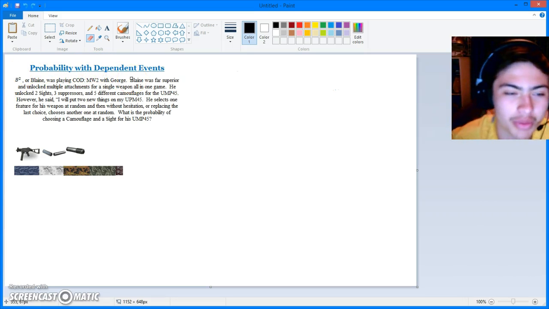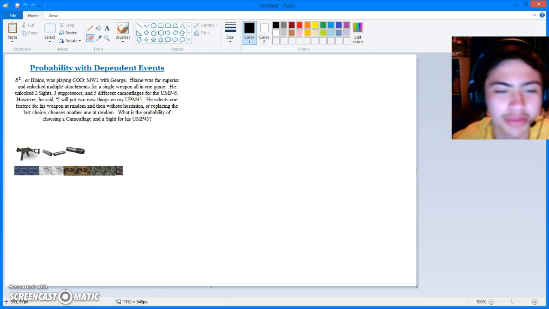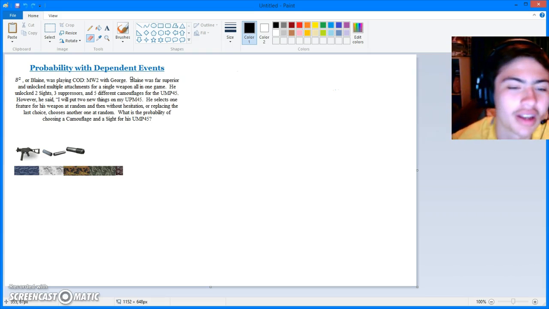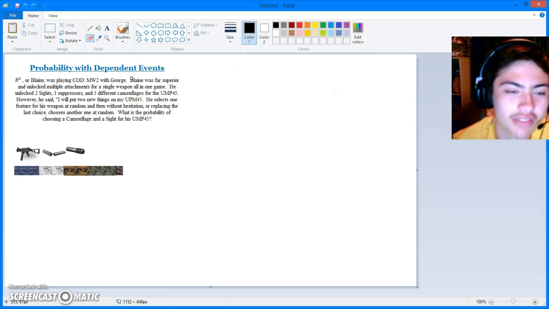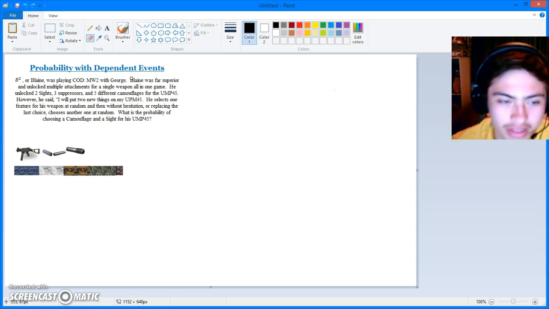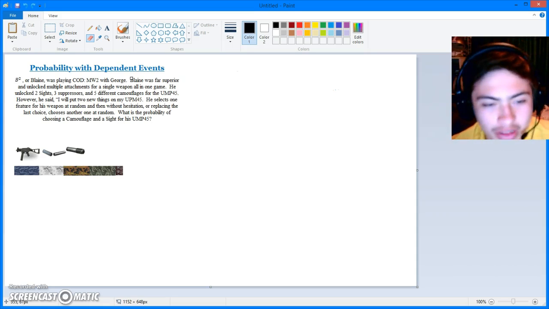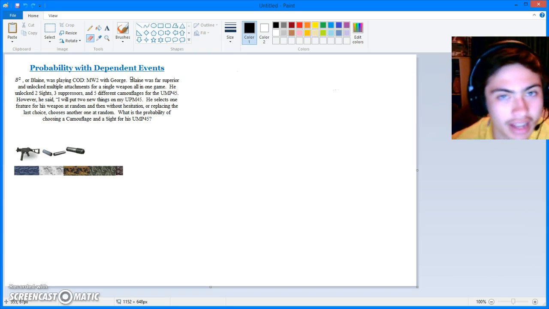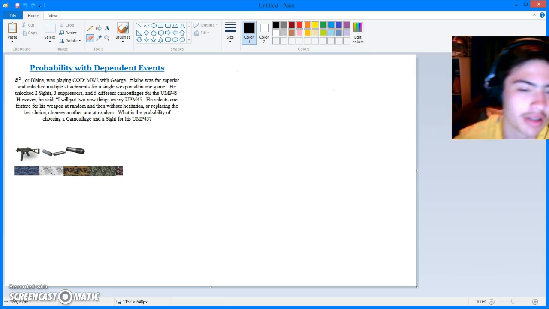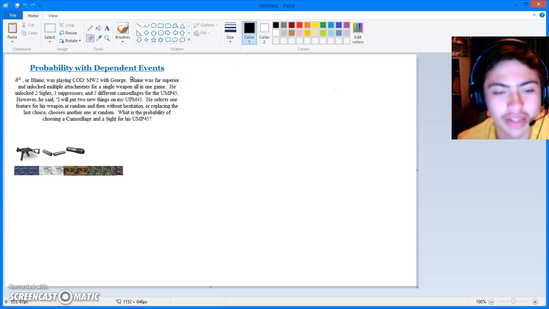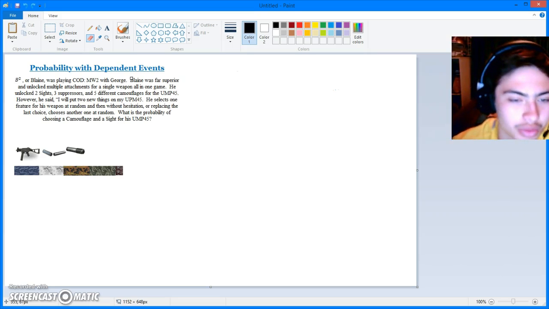Blaine was far superior and unlocked multiple attachments for a single weapon all in one game. He unlocked 2 sights, 3 suppressors, and 5 different camouflages for the UMP-45. However, he said, I'll put 2 things on my UMP-45. Originally he had a default complete weapon in the game. So now he wants to add 2 of those 10 things onto his weapon.